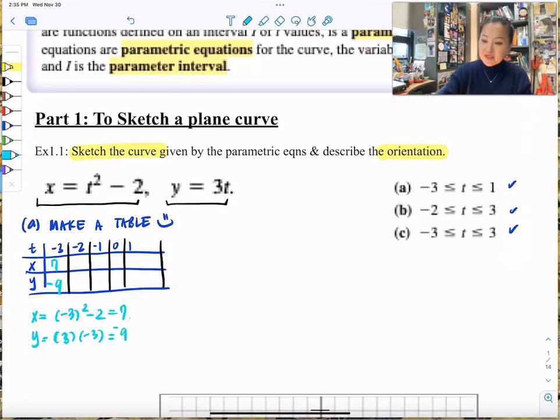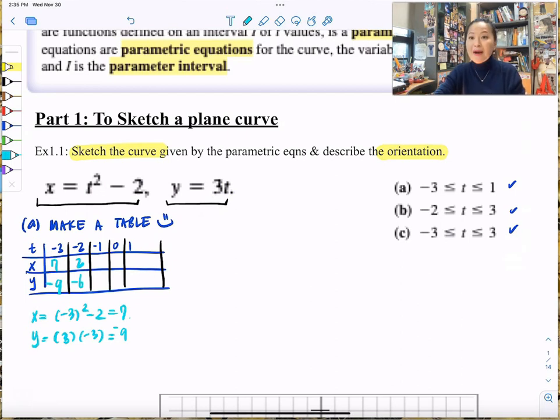How about negative 2? Let's just plug it in. Okay, I'm not going to show this work anymore. 4 minus 2, which is 2. Right? Let's try the y. Negative 2 times 3, right? Negative 6. Are you following okay? Try the next one on your own.